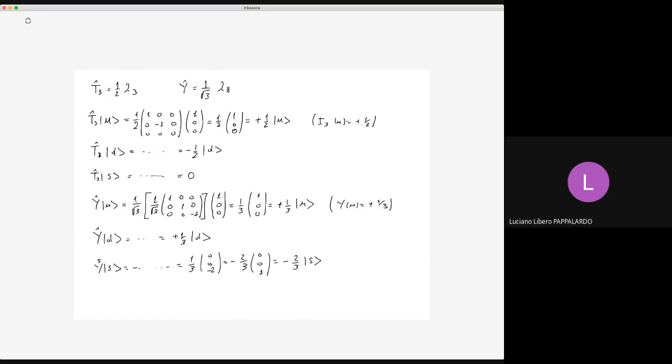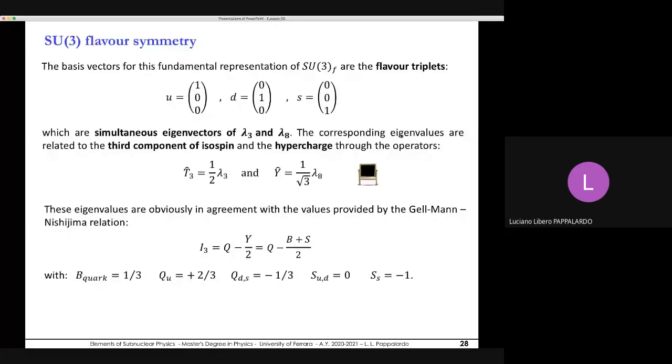Okay, before that, let me just say something more. So we now switch to the slide. These eigenvalues are, of course, in agreement with the values provided by the Gell-Mann–Nishijima relation, the one you have to apply in your homework exercise. Once you put B of the quark 1/3, the charge of the U quark plus 2/3, the charge of the down and strange quark minus 1/3, and strangeness of up and down 0, and strangeness of the strange quark minus 1. Okay, so you can verify this.